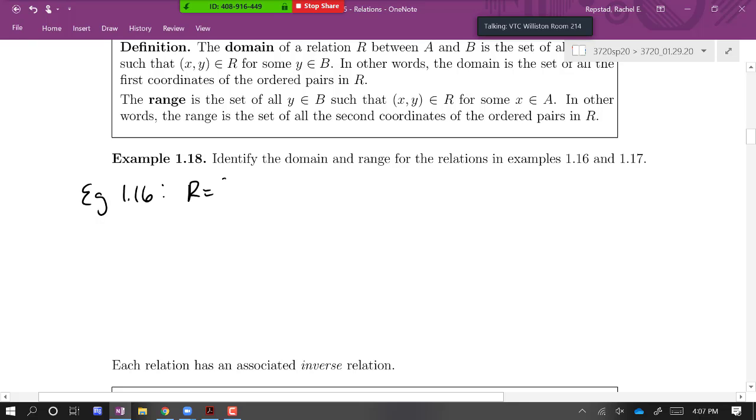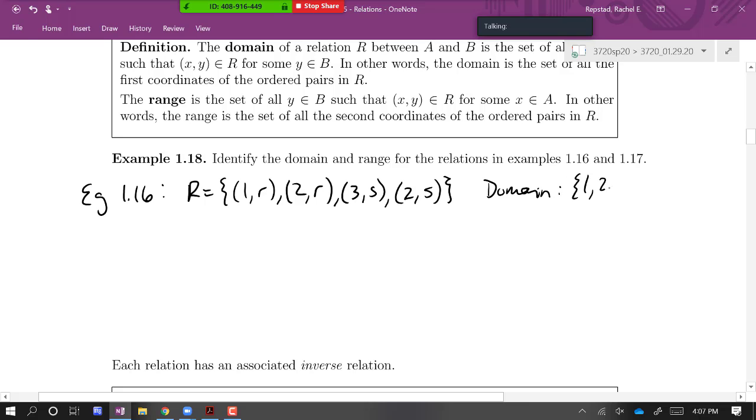Let's see. So that relation was 1R, 2R, 3S, 2S, and the domain was the set 1, 2, 3, which is all of A, and the range was the set R, S, which is all of B. That doesn't always happen. The domain is not always all of A. The range is not always all of B.